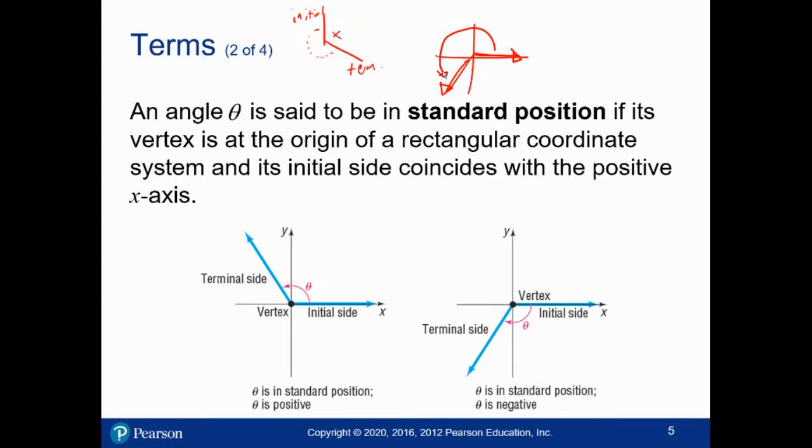Okay, so the standard position of an angle is to put the initial side on the positive x-axis and then measure in the counterclockwise direction. If you want to measure in the clockwise direction, that's okay. Just remember that that means your angle is going to be negative.